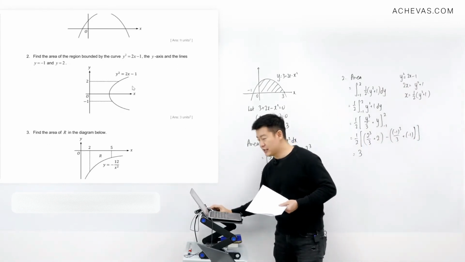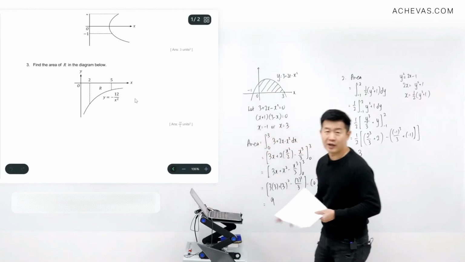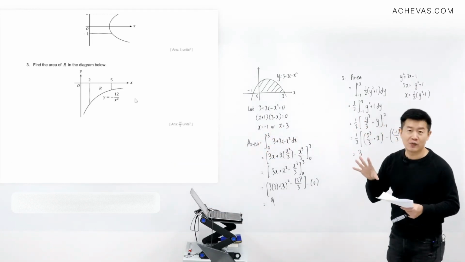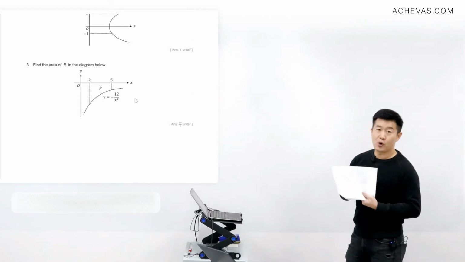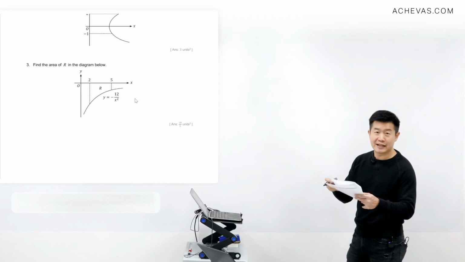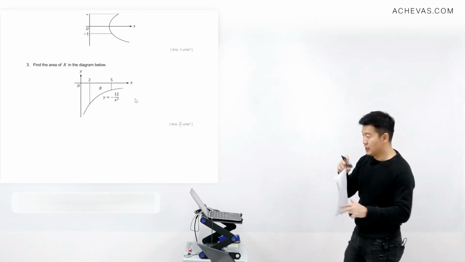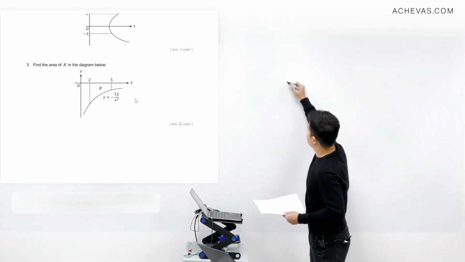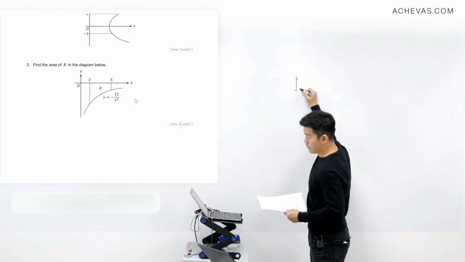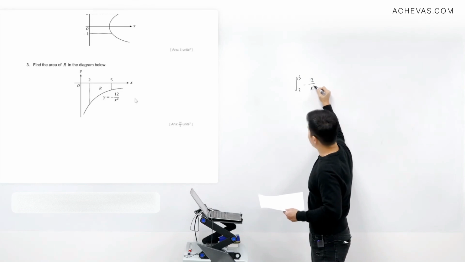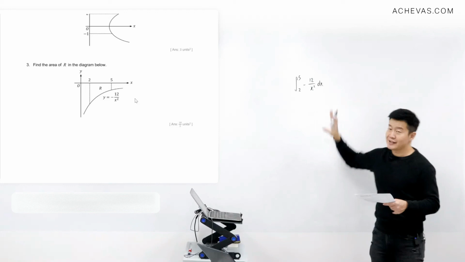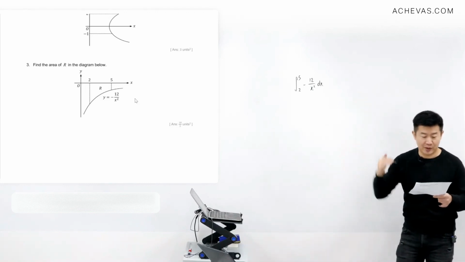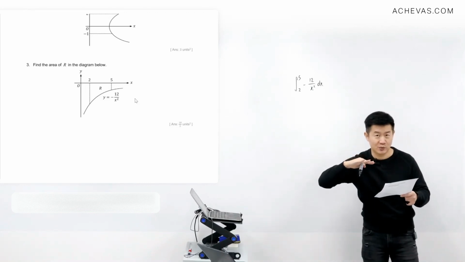Let's take a look at question number 3 here. A region that is actually in the negative y-axis region. So for question number 3, because it is a region that is in the negative y-axis region, we will be expecting that if we were to find integration from 2 to 5 of this, minus 12 over x squared, if I were to just do an integration for this alone, the answer that I'm going to be getting is going to be negative, because it is in a negative y-axis region.